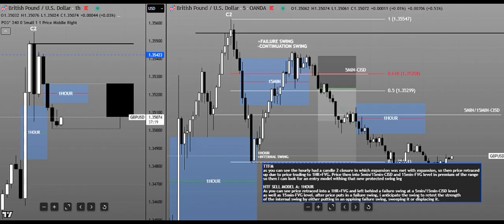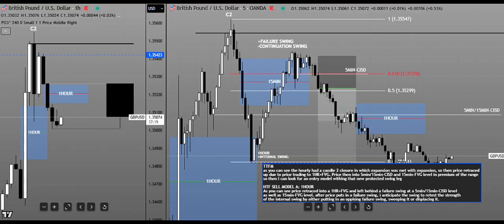So basically it was expansion up. It gave that hourly CRT or candle 2 closure. Expansion down, giving that 5 minute change in state of delivery. It was actually a 5 minute and 15 minute change in state of delivery, so the price levels were aligned. And then it retraced up again. And why did price retrace up? It retraced up due to price trading into a bullish 1 hour FVG.